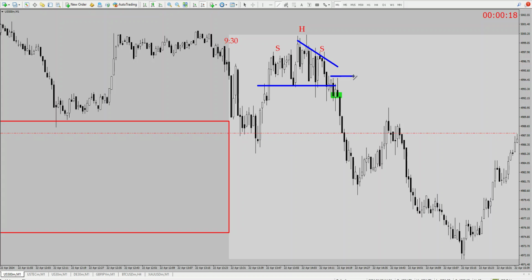This is what I took, and then they closed me. I saw this, they closed me with this candle. But again, as it now went back in and closed here, closing at the same point, you can simply see that this is a stop hunt. That's where I took another entry.